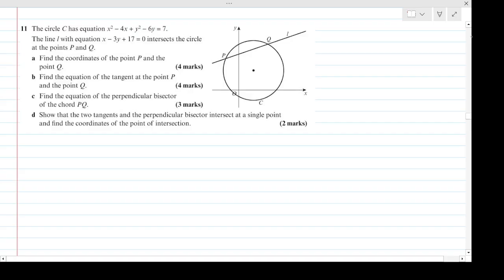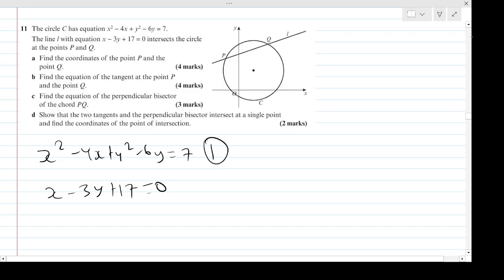Well, P and Q correspond to the intersection of the line and the circle. We know what to do when the line and the circle intersect: we need to substitute them in. We're given both equations, the equation of the circle here and the equation of the line here, but I could substitute one into the other to find the two points of intersection.